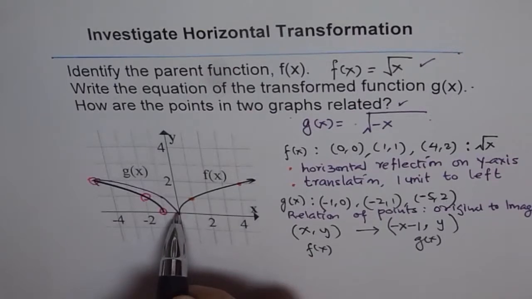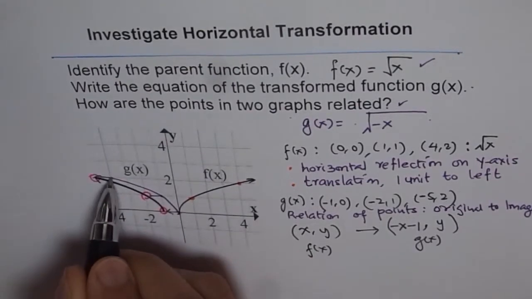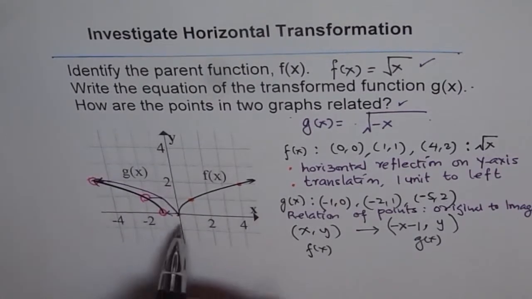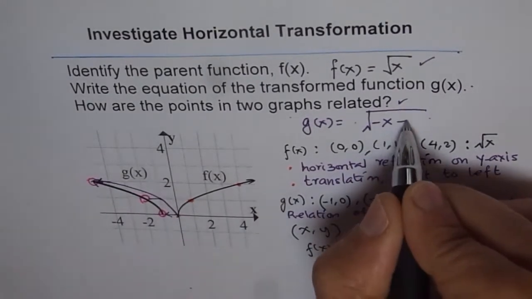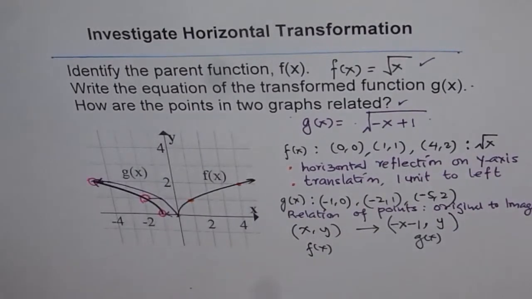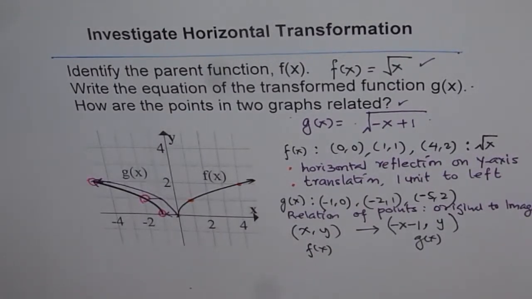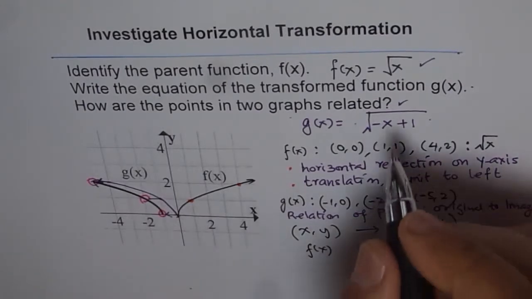So once I do reflection, after that what am I doing? After that I am further moving 1 unit left. Do you see the second step? Moving further 1 unit left. 1 unit left. That means plus 1. So that gives me the transformed function g of x. Correct?